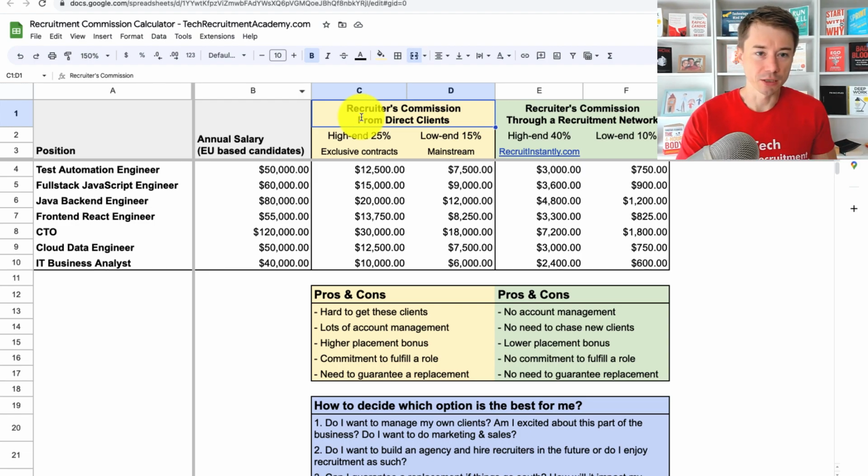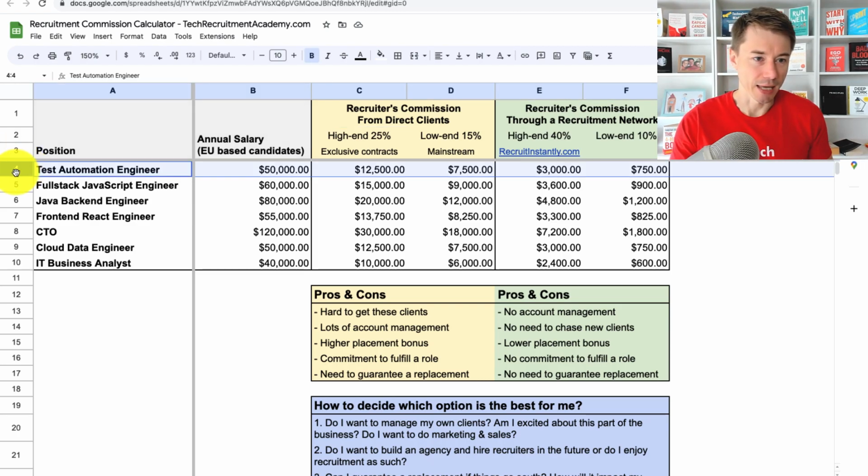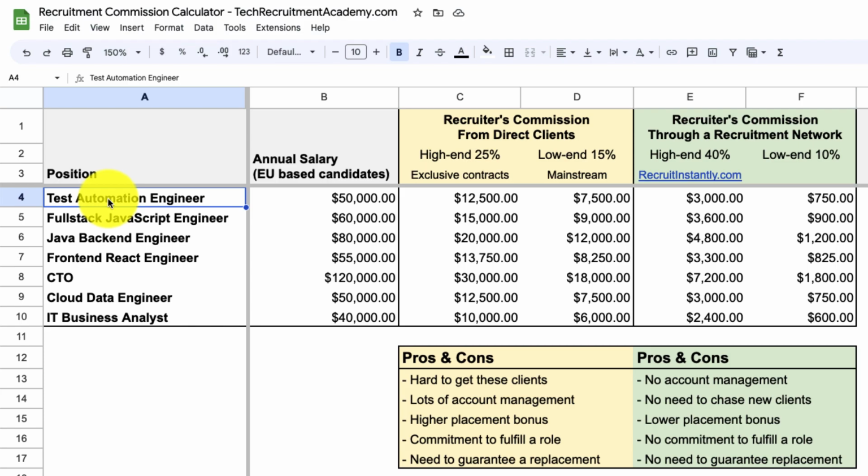It could be very lucrative because clients are used to paying over 10,000 euros or dollars for a successfully hired candidate. Obviously, it depends on how much you negotiate with the client. So the low end is about 15% and the high end is about 25% of the candidate's annual salary. So imagine you manage to place a test automation engineer. In other words, you find a test automation engineer who is hired by the client. So then the client pays you the commission.